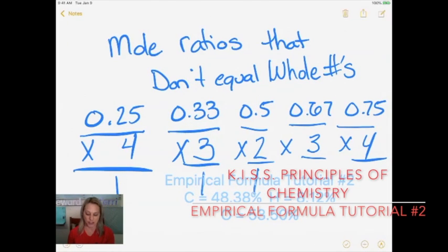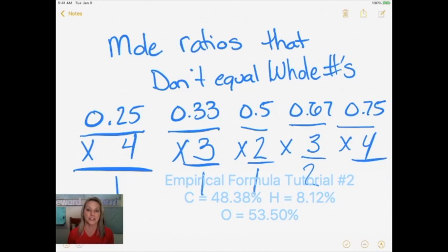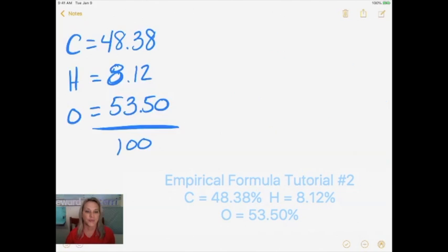0.67 times 3 would give us 2, and 0.75 times 4 will give us 3. Now we have whole number ratios. So this next example I will provide for you guys is where our whole number ratios do not equal an even number at the end.